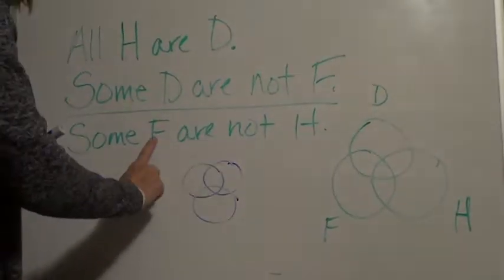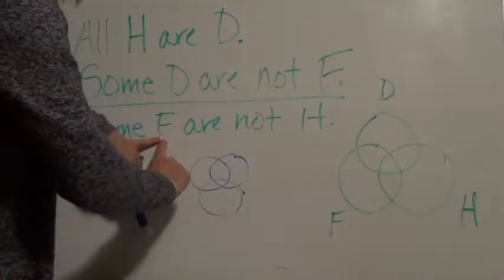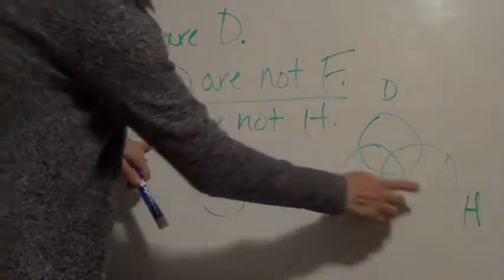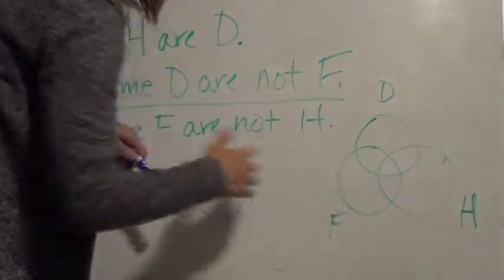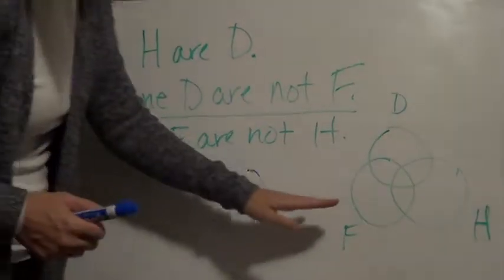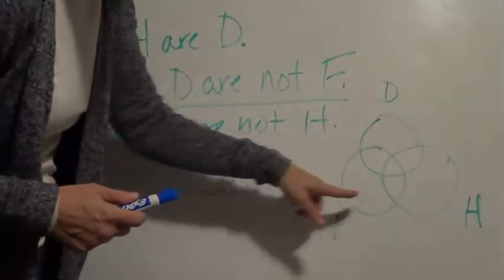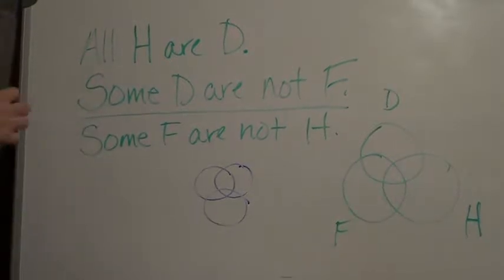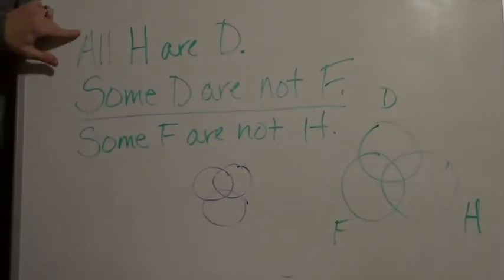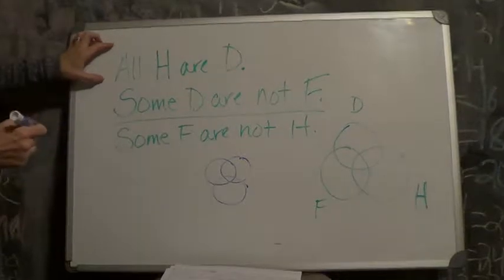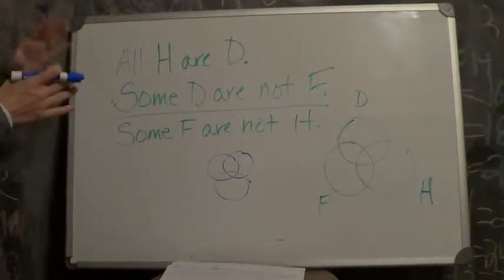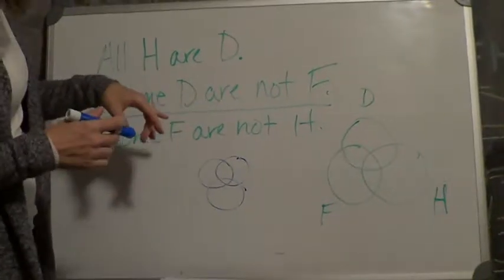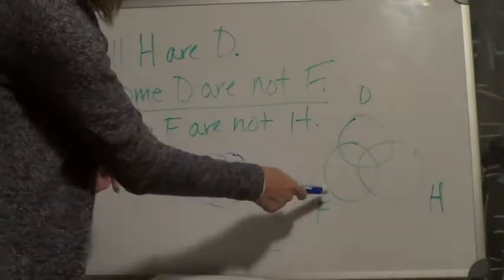But I always make them this way, and I put the subject of the conclusion here, and the predicate of the conclusion in this circle, because once I'm done diagramming it, I'm always looking at the same place. I can just look straight across to see if the conclusion is on the diagram. So first thing, we're going to start with all H are D, and we're basically just using those four original diagrams. We're just going to ignore the F circle right now.